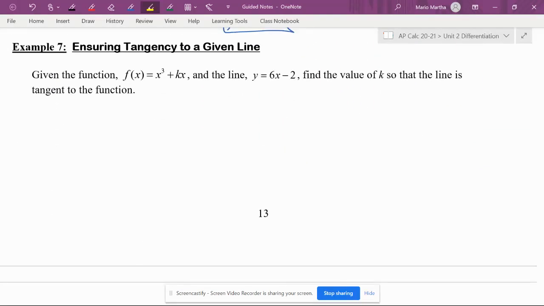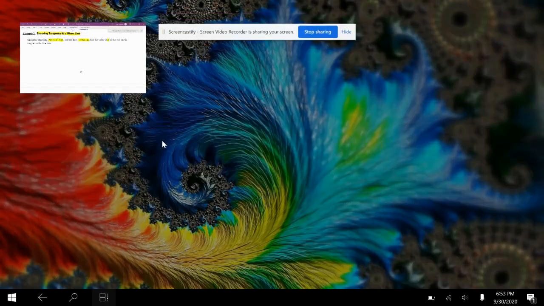So now looking at example 7, ensuring tangency to a given line. So given the function f of x equals x to the third power plus k times x, and the line y equals 6x minus 2, find the value of k so that the line is tangent to the function. So here we have a function, right? And this is ensuring tangency to a given line, right? So in a way, these two functions have to be touching each other at one point only. And then we're asked to find that k value that makes that true, all right? So pretty much what I want you guys to imagine, I'm going to show you guys the graph.